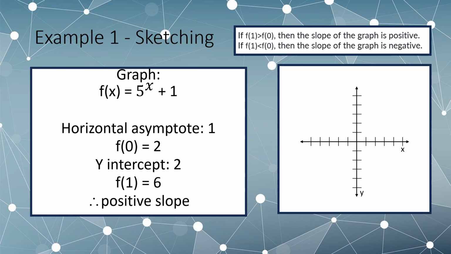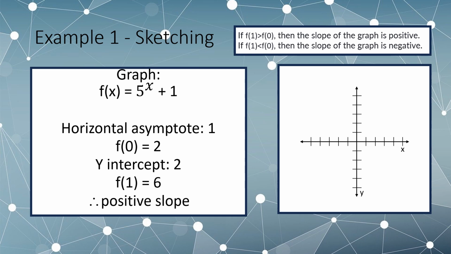If f of 1 is less than f of 0, then the slope of the graph is negative. If f of 1 is greater than f of 0, the slope of the graph is positive. And I've put that up there in its own box to remind us as we're working through this as well. Just to clarify, again, f of 1 simply means substituting 1 in for our x value, and f of 0, 0 for our x value.